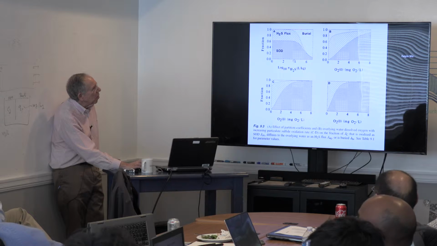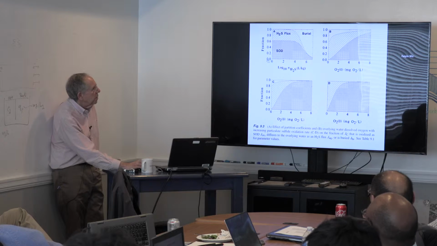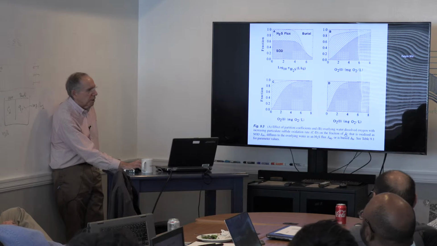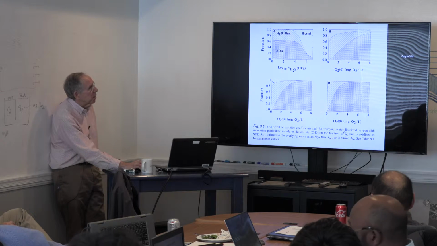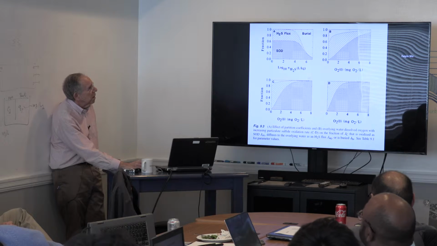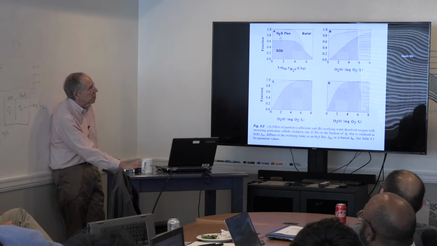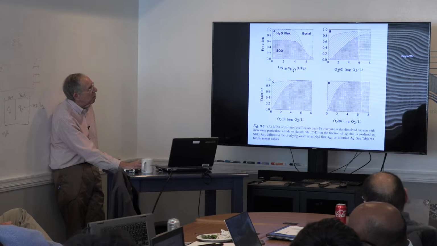So to show you how it works, this is the fraction of diagenesis, carbon diagenesis. So how much organic matter is being mineralized and where does it all go? If the partition coefficient is very low between the solid iron sulfide and the hydrogen sulfide, about 60% comes out as SOD and 40% comes out as hydrogen sulfide flux. If, on the other hand, the partition coefficient is very large, it all gets buried.